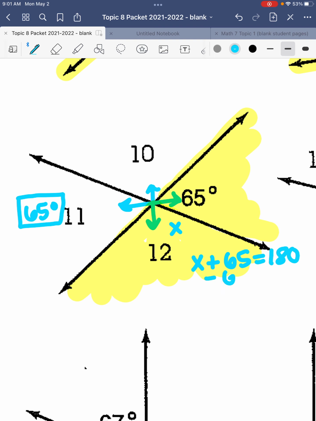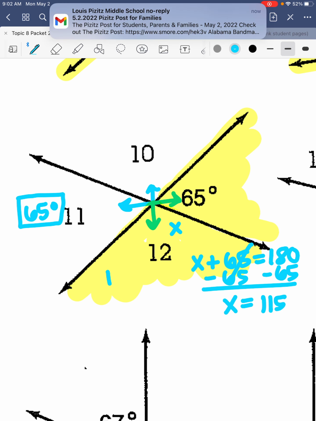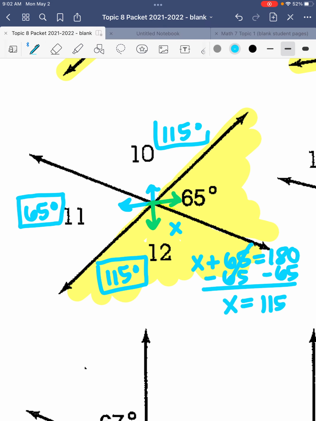So it would look something like x plus 65 equals 180. I would solve for x by subtracting 65 on both sides. So 65 is gone, x is by itself, 180 minus 65 is 115. So I know that angle 12 is 115 degrees. And I also know that angle 10 is the same thing because those are vertical angles, remember?